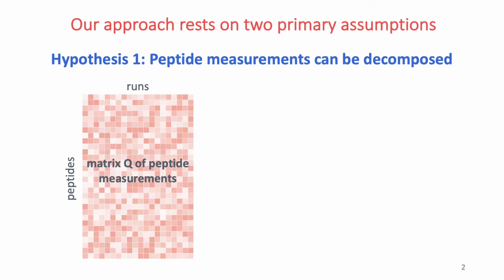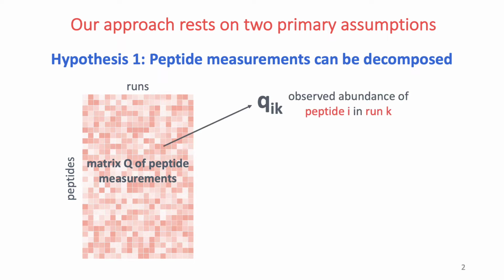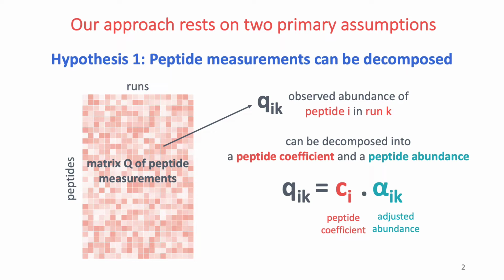Here we have a schematic of our matrix Q of peptide measurements where we denote one cell as Q_ik, which is the observed abundance of peptide i in run k. Our hypothesis 1 states that Q_ik can be decomposed into a peptide coefficient C_i and an adjusted peptide abundance alpha_ik. So the C_i here is the quantification of the peptide-specific effects we just talked about, and alpha is the adjusted abundance that we want to reveal.